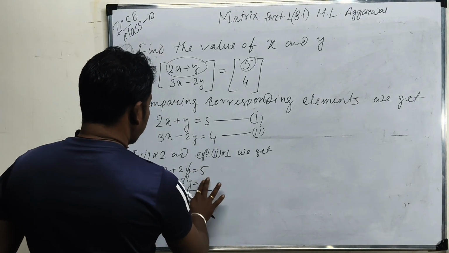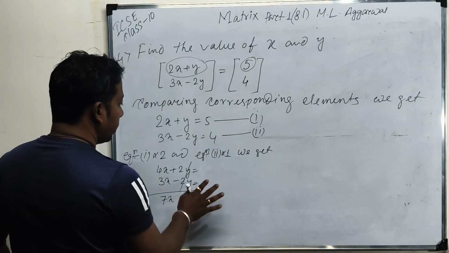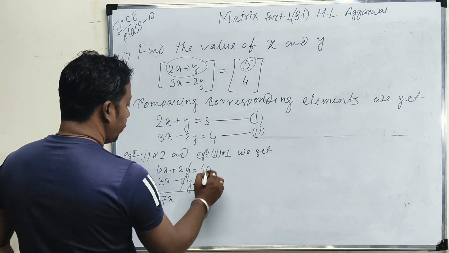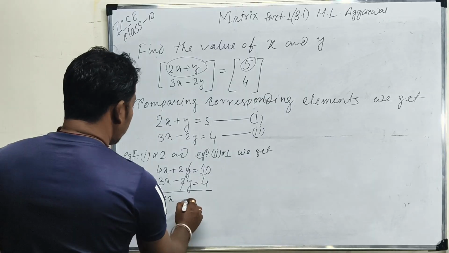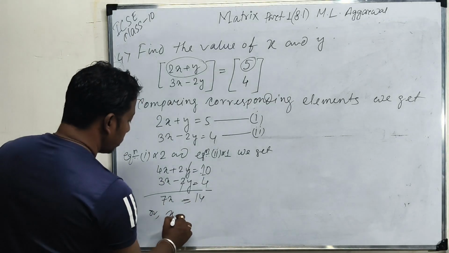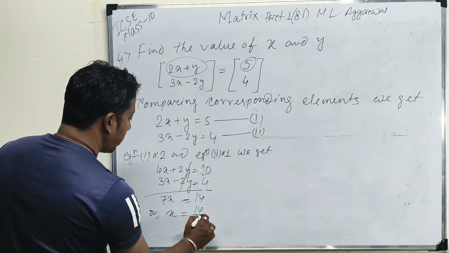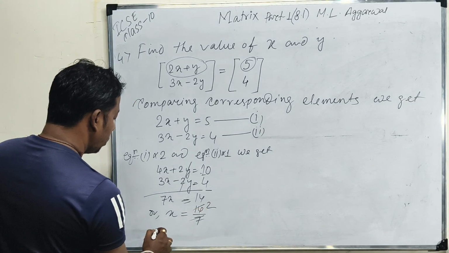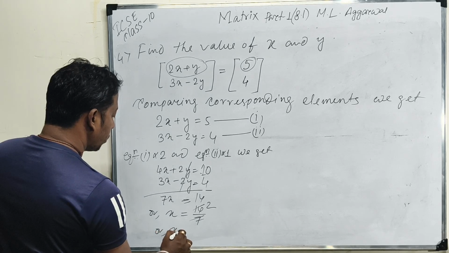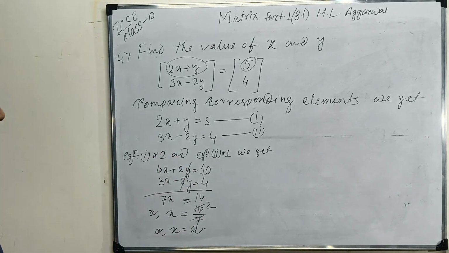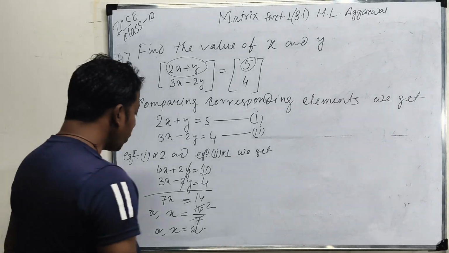Sorry, my mistake. That is, multiplied by 2 means 10, and 10 plus 4 is equal to 14, so 7x equals 14, or x equals 14 by 7. 7 times 2 is 14, so x equals 2. We get the value of x equals 2.